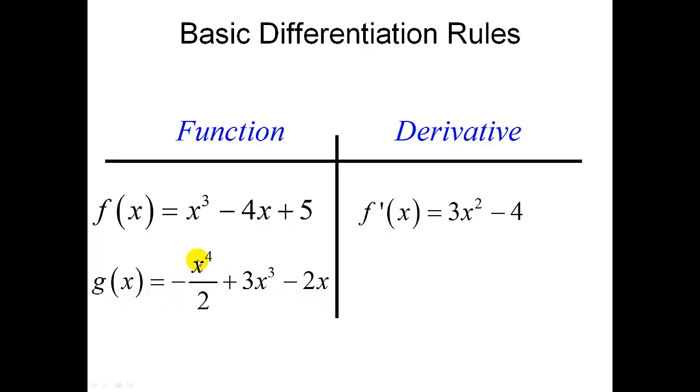G of x equals negative x to the 4th over 2 plus 3x cubed minus 2x. We're going to split those terms up, take the derivative of the individual terms, and use the sum and difference rules to combine them. So g prime of x, the derivative, is going to be, for the first term, negative 4x to the third over 2, which simplified becomes negative 2x to the third. Derivative of 3x to the third is going to be 3 times 3x squared, or 9x squared. And the derivative of negative 2x is going to be negative 2 times the derivative of x, which is 1, or negative 2.